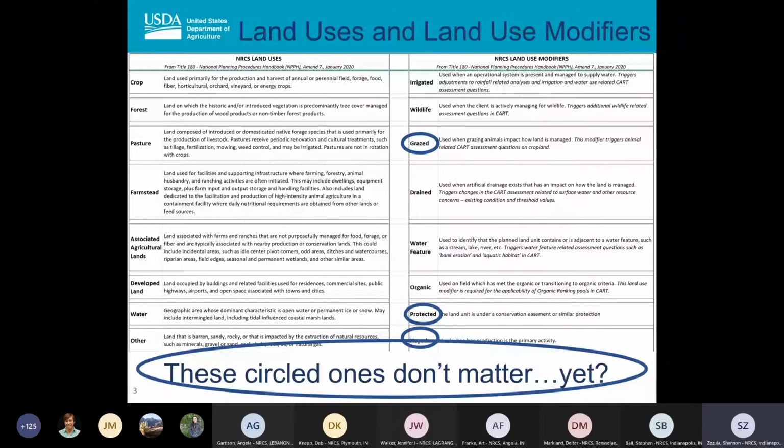Otherwise, ask the farmer. Probably most of our land, especially in northern and central Indiana, is likely drained by some means, but make sure you tag that, especially on your cropland. As a reminder, water feature is an important one for assessing bank erosion. And then the organic modifier is required to trigger the organic ranking pools for subsequent program application ranking in CART.